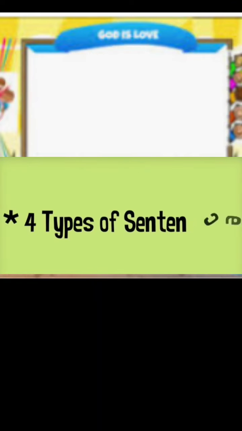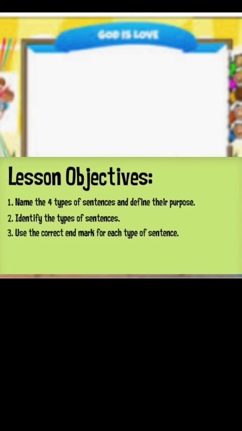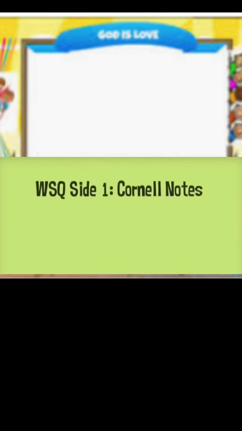This video lesson will teach you the 4 types of sentences. At the end of the video, you should be able to name the 4 types of sentences and define their purpose, identify the types of sentences, use the correct end mark for each type of sentence, and then create your own examples for each type of sentence. You will use side 1 of your WISC to take your Cornell notes as you watch the video on the 4 types of sentences. We'll begin by naming each type of sentence.